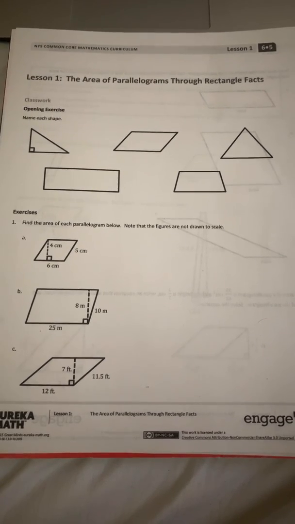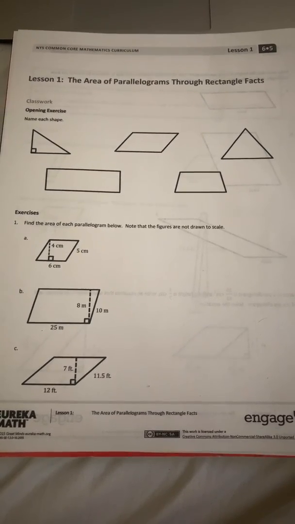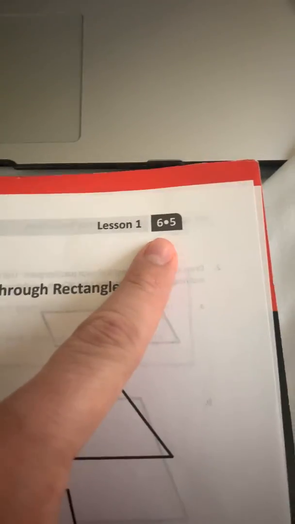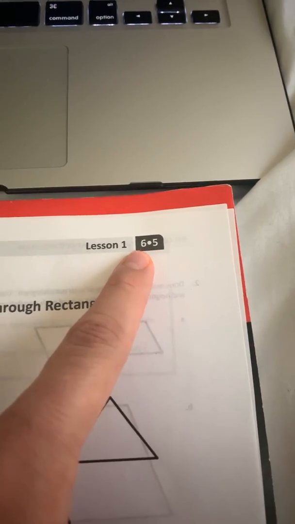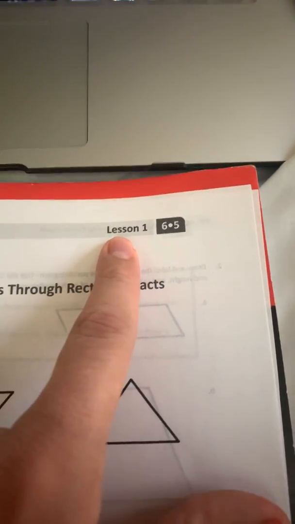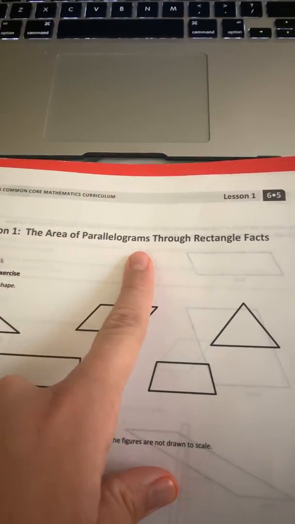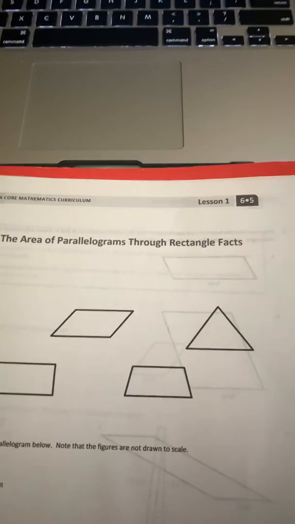How this will work is very similar to the classroom. We will go over the lesson just like you have here. Today we will be beginning module 5 for 6th grade, and this is lesson 1. Our focus for today is to find the area of parallelograms through rectangle facts. Again, we're working with Eureka Math, which is the Engage New York.